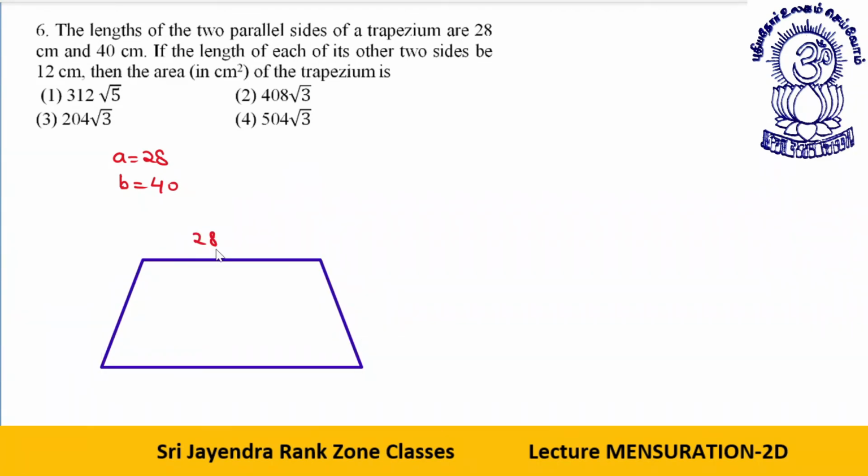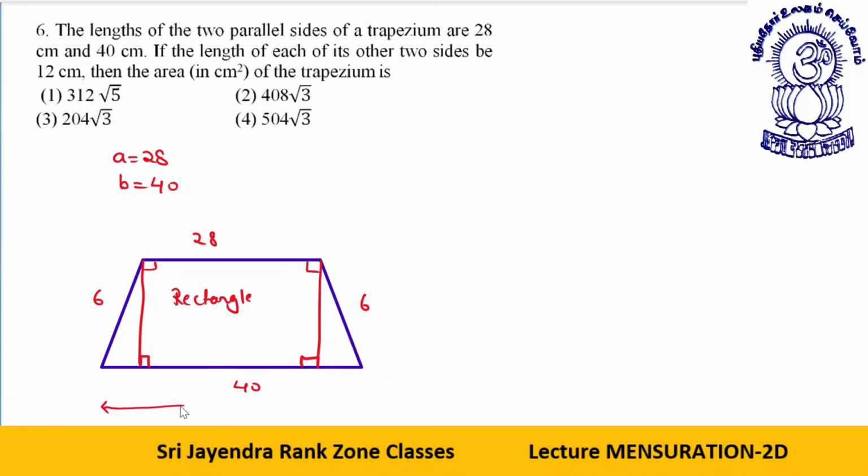Let's say this is 28, this is 40. Now each of these sides is 6 centimeter. When these two sides are equal, then what happens, dear students? If I draw a perpendicular from here, I draw a perpendicular from here. This portion becomes a rectangle. All the angles are 90 degree.